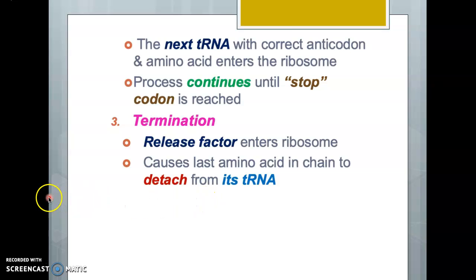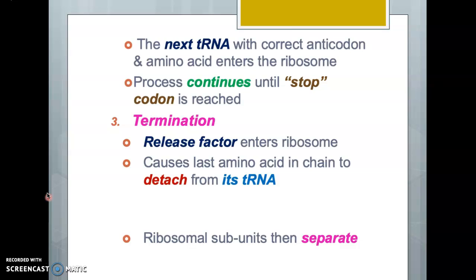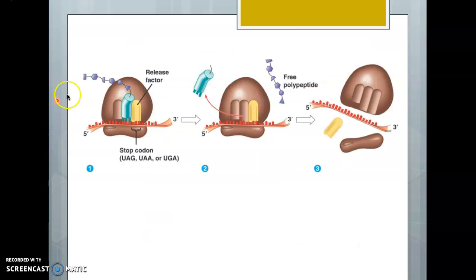The last amino acid in the chain detaches from its tRNA so that now you've got a protein that is flying free. Ooh, that's some bad animation. The amino acid chain is released and the ribosomal subunits separate from each other. So here you've got these purple shapes are the amino acids, the protein. This is the last tRNA.